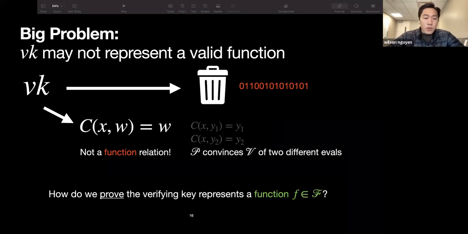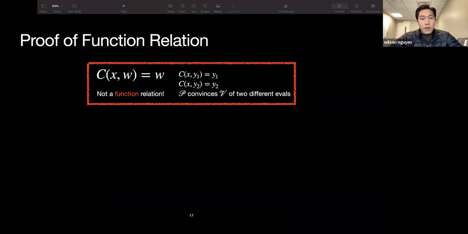So how do we go about proving that the verifying key represents a function f in some function family, big F? You can think of this as a public function family. So let's look back at the original issue here. We have a circuit that, when preprocessed, does not provide a function relation. So imagine that we're somehow able to prove that it is indeed a function relation. What would that look like?